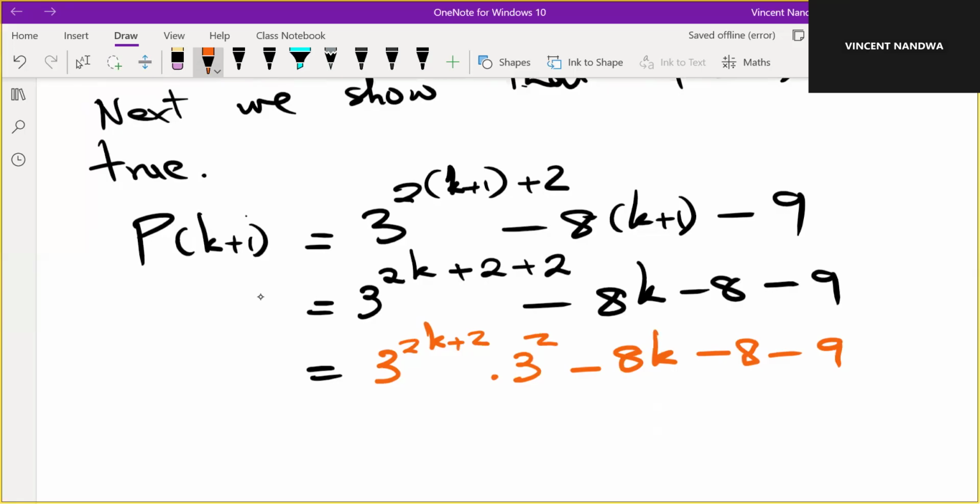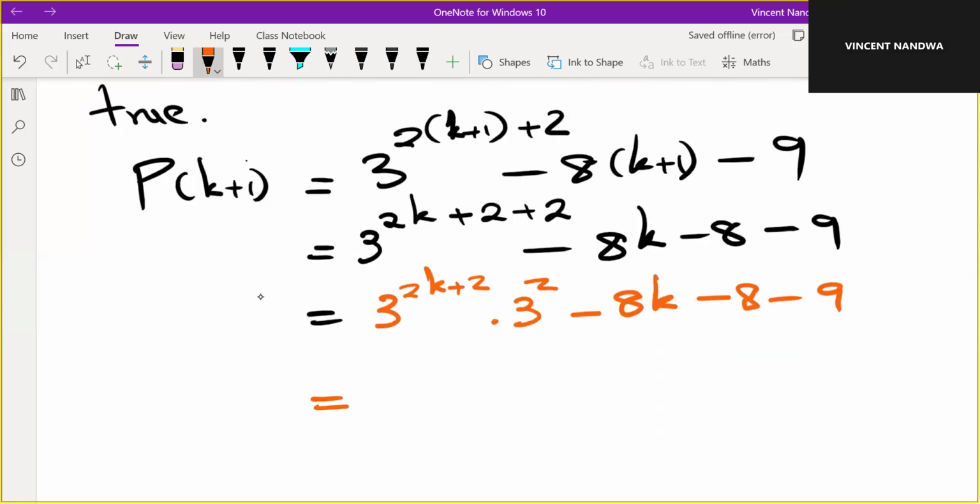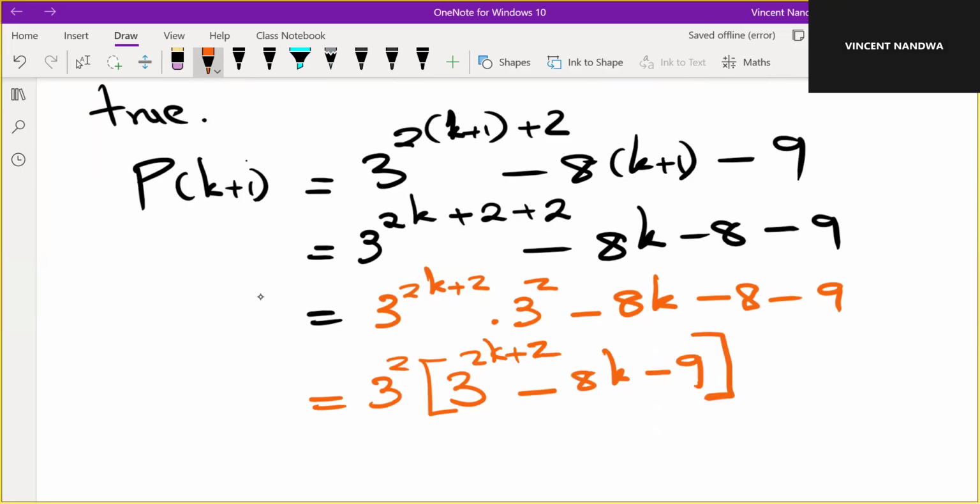Then I can rewrite this one. Tell me, what was the expression for P of k? It was 3 raised power 2k plus 2 minus 8k, then minus 9, okay? Of course, this expression here. So I have minus 8.